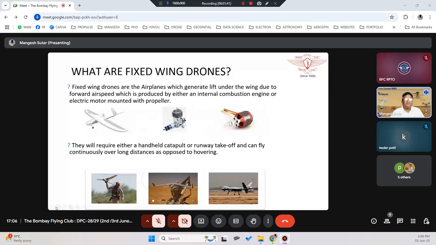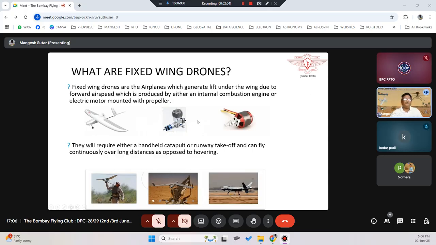Okay, so what are fixed wing drones? Fixed wing drones are the aeroplanes which generate the lift under the wing due to the forward airspeed, which is produced by either an internal combustion engine or electric motor mounted with the propeller. So if you see the fixed wing, okay, it will generate the lift under the wings due to the aerodynamics and the forward airspeed motion. So how is that forward motion happening?